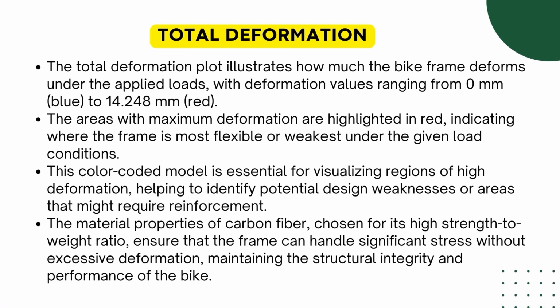For the total deformation visualization, the plot illustrates how much the bike frame deforms under the applied loads. Deformation values range from 0 mm in blue to 0.014288 mm in red. This color-coded model is essential for visualizing regions of high deformation, helping to identify potential design weaknesses or areas that might require reinforcement. The material properties of carbon fiber ensure that the frame can handle significant stress without excessive deformation, maintaining structural integrity and performance.